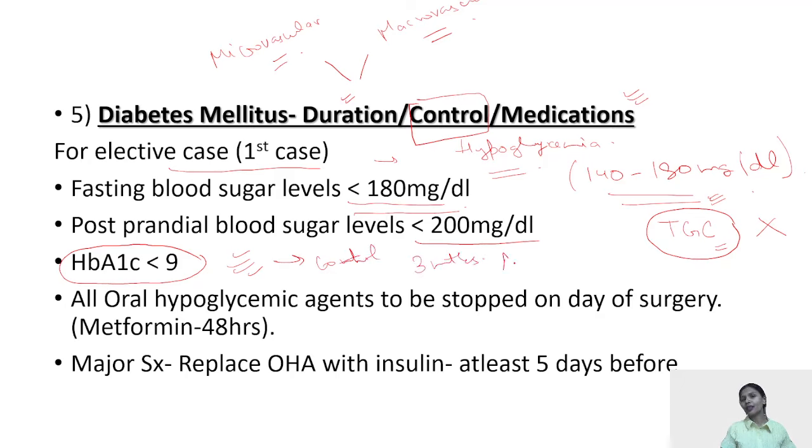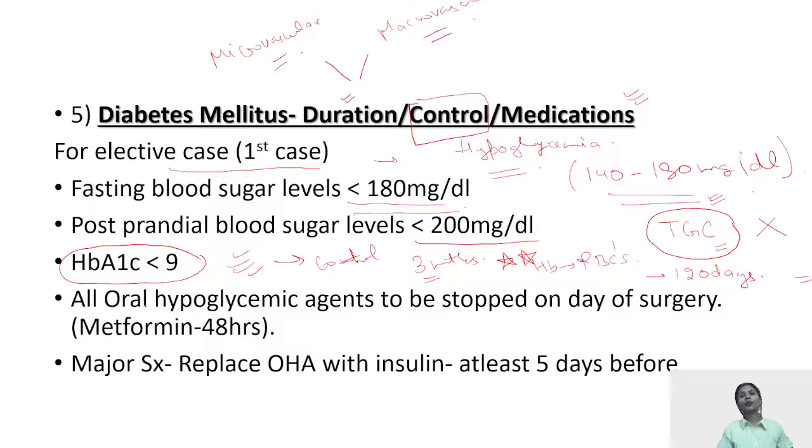And do you know the star one? Why 3 months? Yes, because HbA1c is the hemoglobin that you find on RBCs, and the half-life of RBCs is 120 days. Perfect.